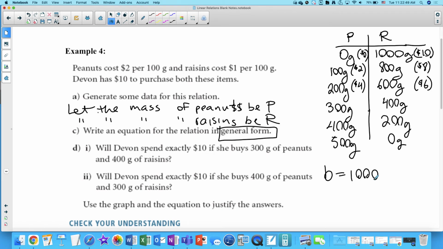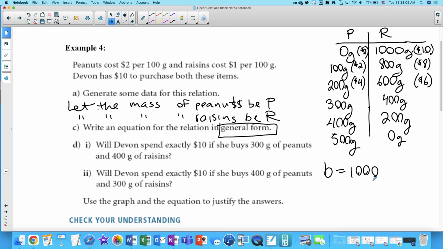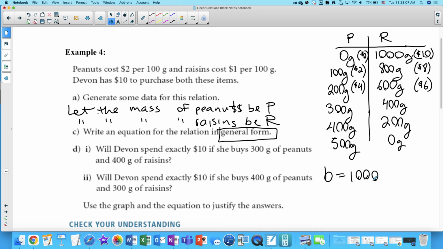Now, one thing about, you mentioned the horizontal and vertical axis, right? Oftentimes, one variable is clearly dependent and the other one is clearly independent. Is that the case here? No. So either one of them could be dependent or independent. Just pick one arbitrarily. It really doesn't matter. Okay? So just the way I've set it up, I'm going to say that P is independent and R is dependent. Okay? Because that's what my table of values looks like.